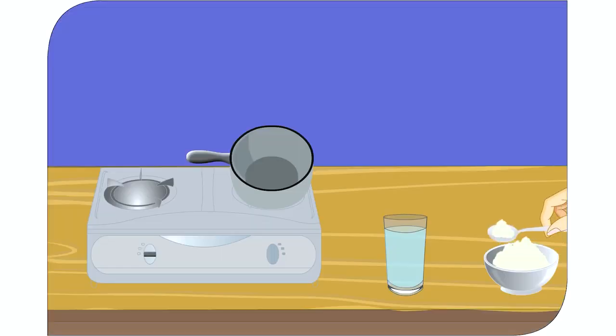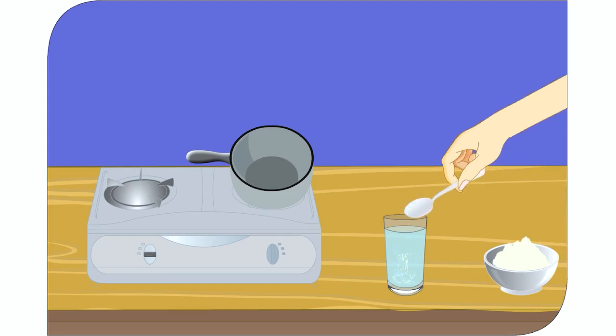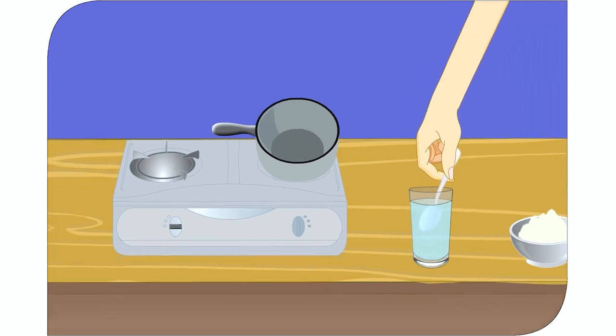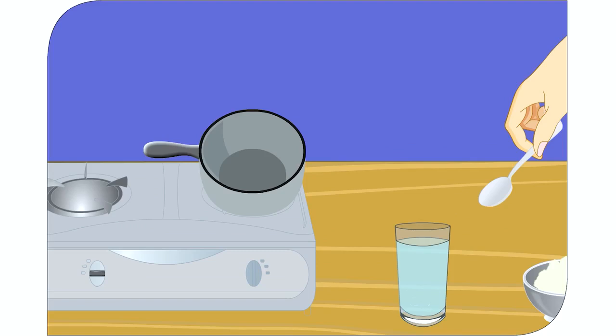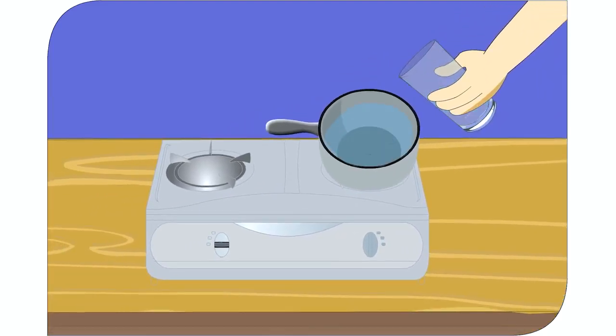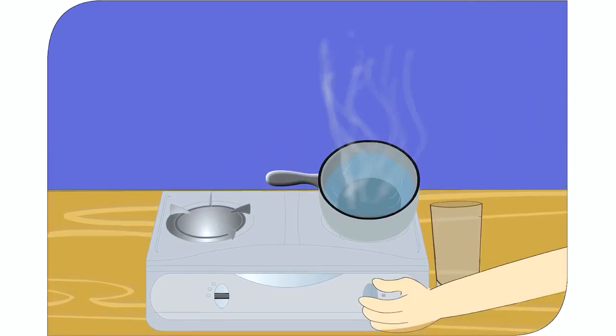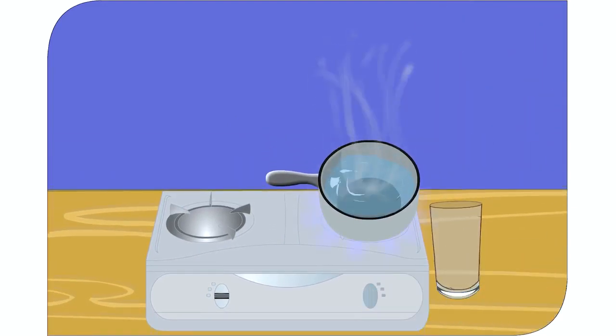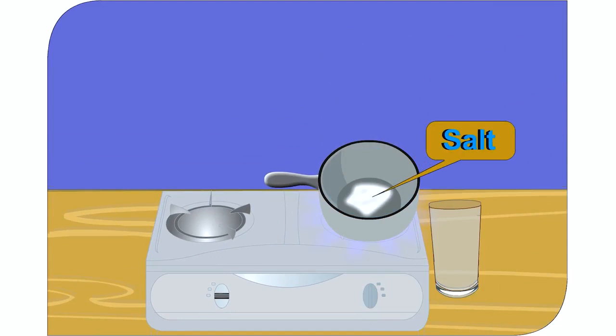Put 1 teaspoon of salt in a glass of water and stir it. The salt dissolves in water. Salt can be obtained from water by boiling the salt solution. Boil the solution till the water evaporates completely. The white residue that is left in the container is salt.